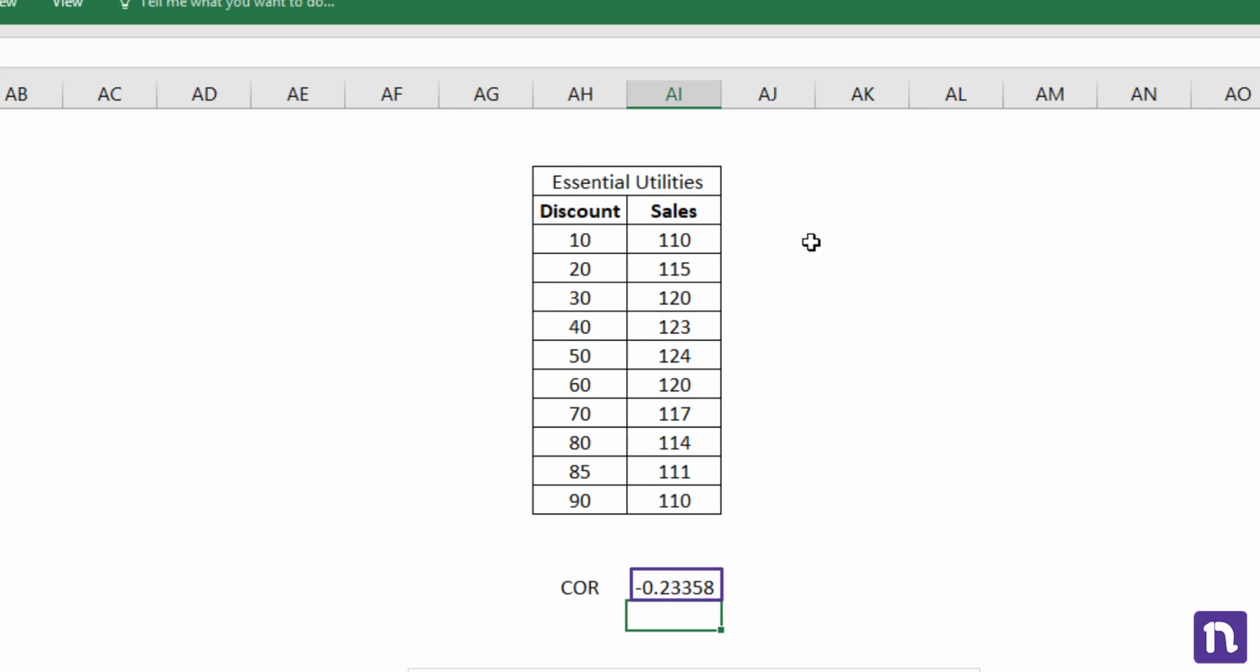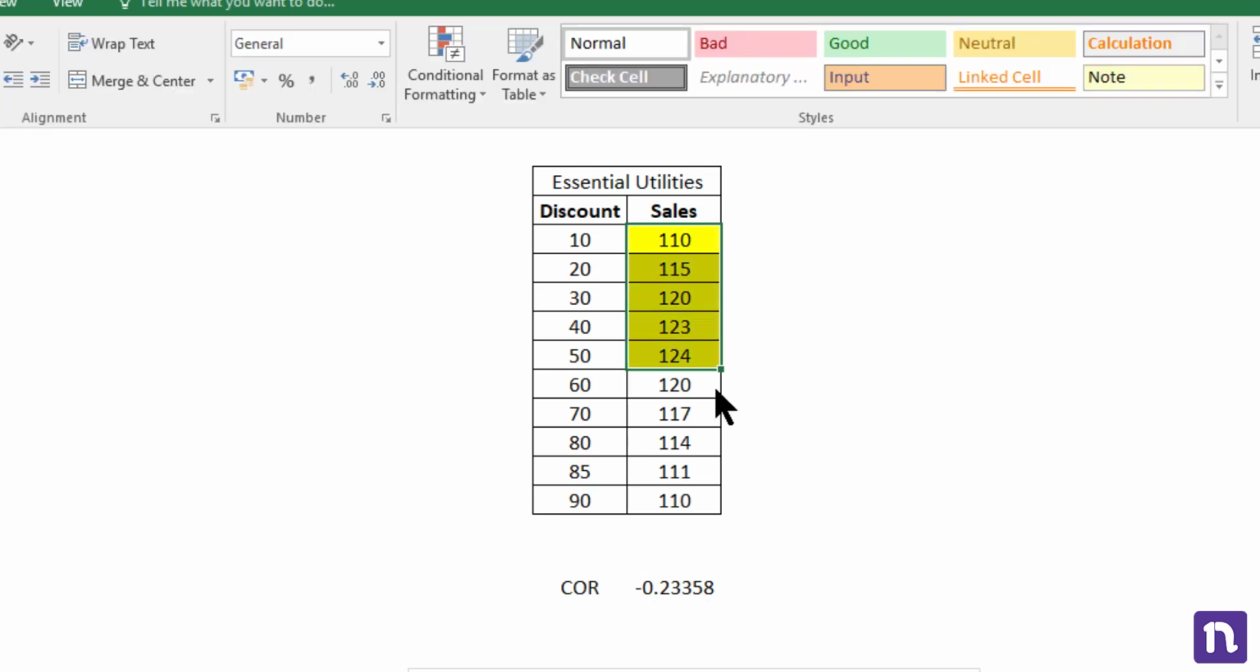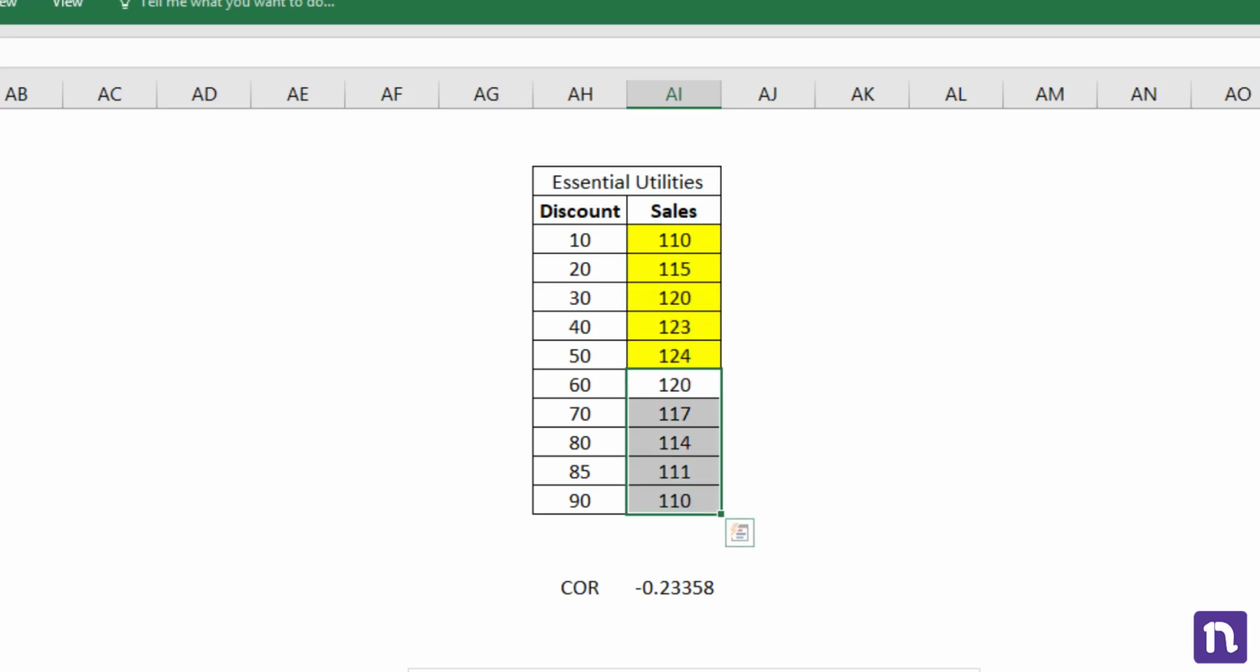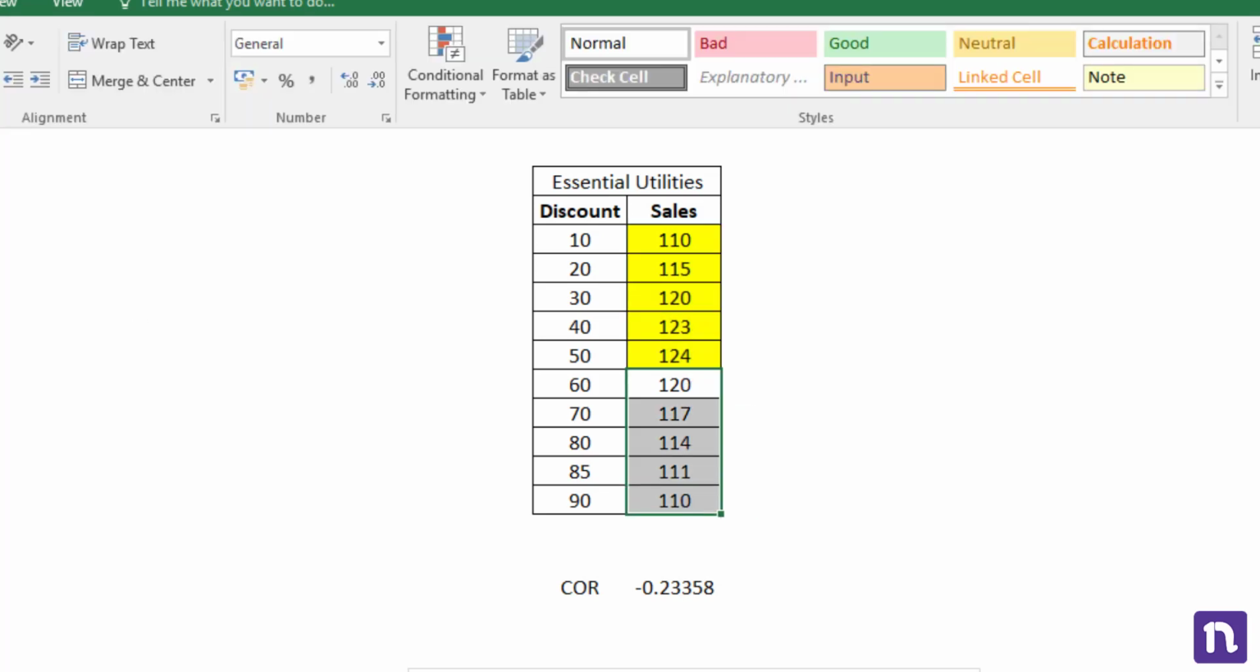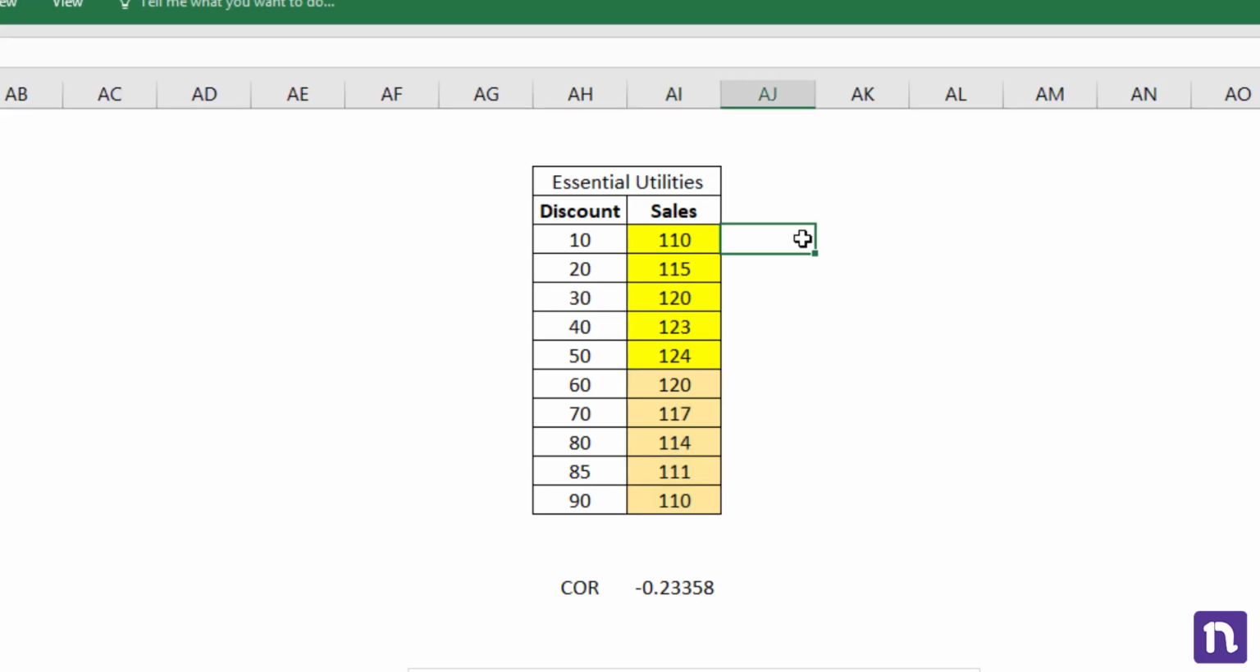On the other hand, if you compute the correlation in a split manner, suppose for this region I compute one correlation, and for the rest of the region where it is decreasing, I compute a different correlation. If I do it that way, you can see a clear positive and a negative correlation. So the correlation of the points from 60 to 90 is clearly negative. On the other hand, from 10 to 50 where it is increasing, when the sales are increasing, it is a high positive.